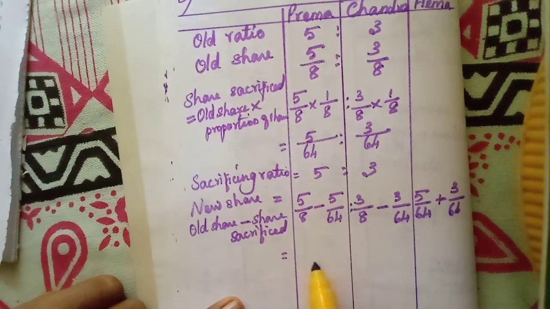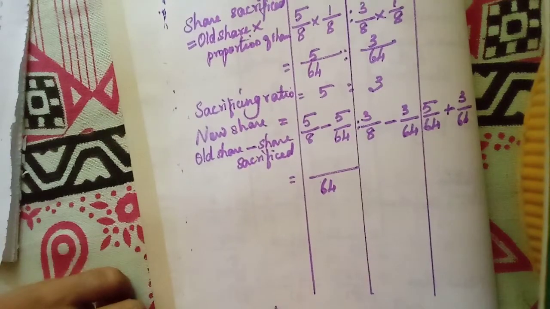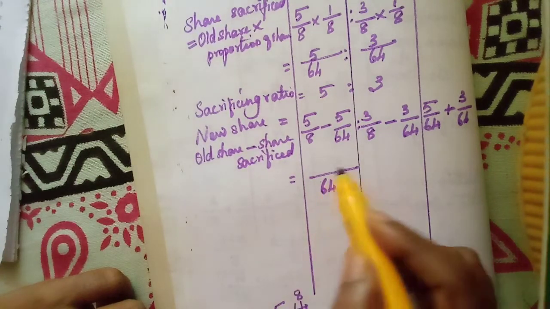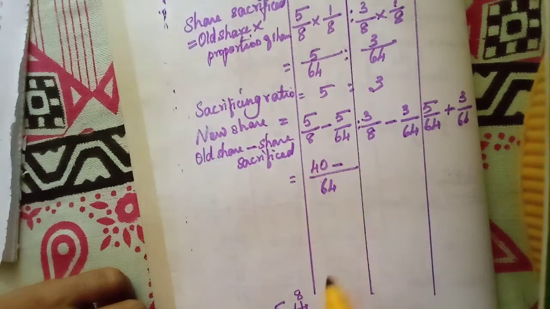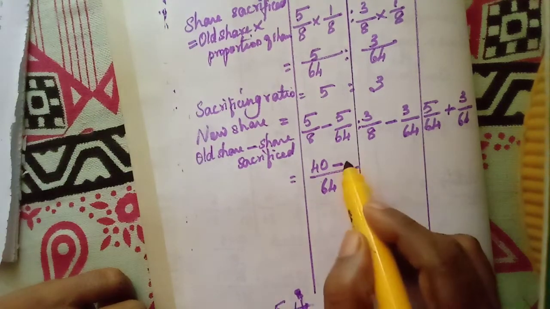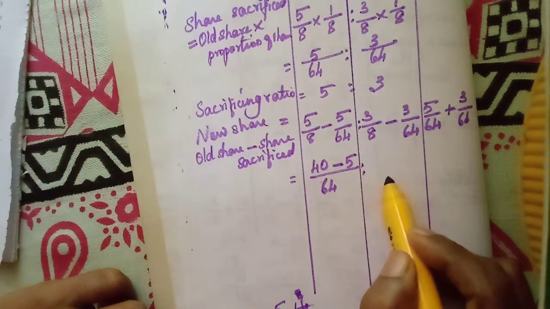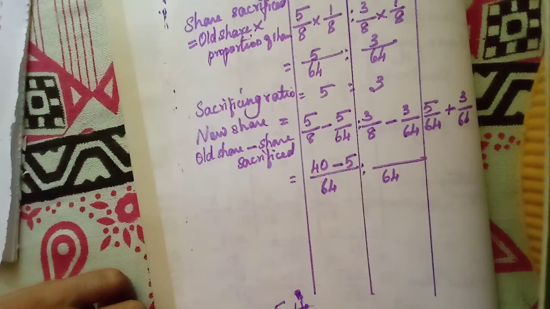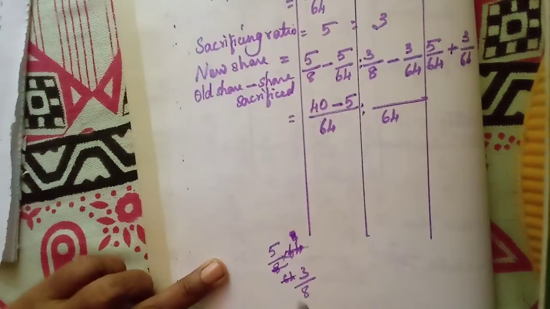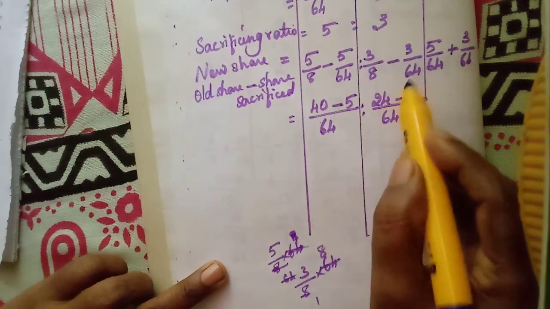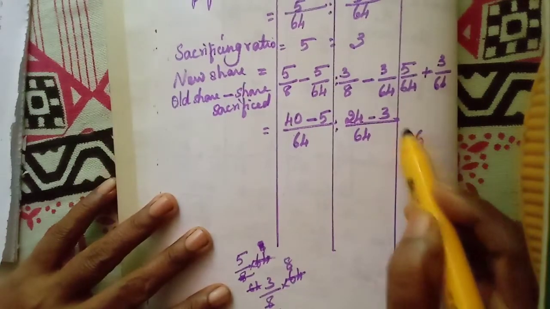Now we need to calculate. LCM 64. Then 5 by 8 into LCM. 8 8s are 64. 5 8s are 40. Minus sign. Then 5 by 64 into 64. So 5. LCM 64. 3 by 8 into 64. 8 8s are 64. 3 8s are 24. Minus 3. Yeah, LCM is 64.